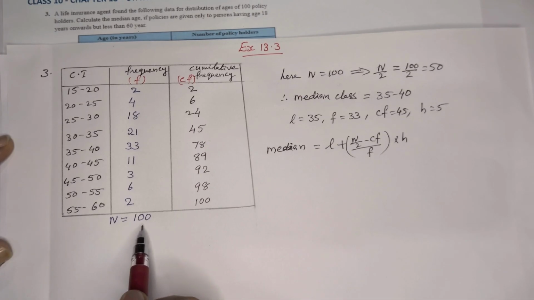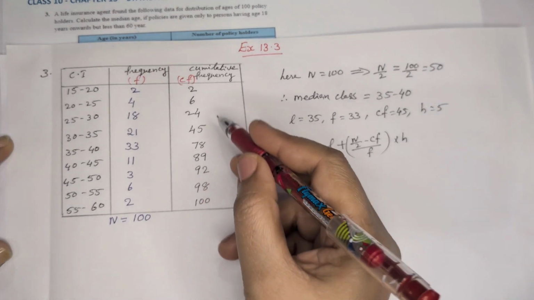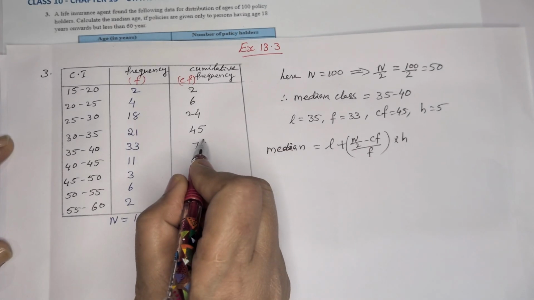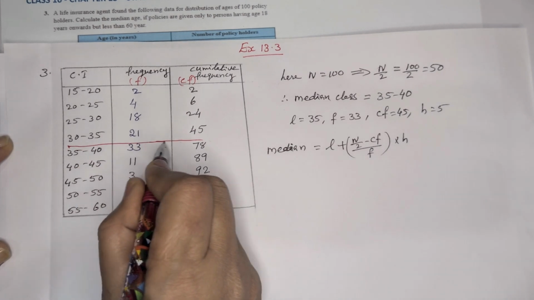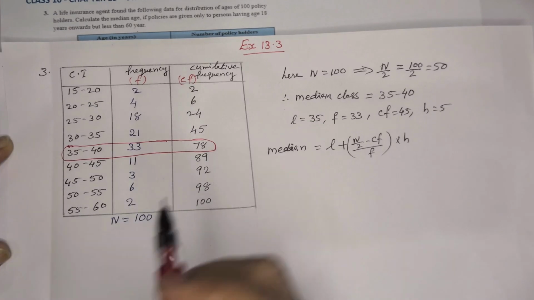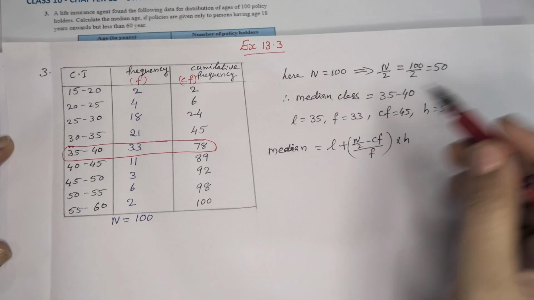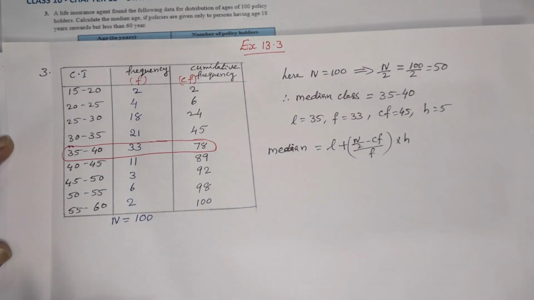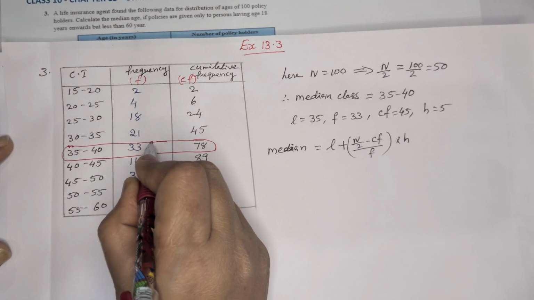Here the total frequency is 100. So n by 2 is equal to 50. And 50 is coming here; the cumulative frequency 45 is here. So the next one after that, the class with cumulative frequency 50 or above, will be the median class. Here 45 is less than n by 2, which is 50. So the median class is 35 to 40 and the frequency is 33.